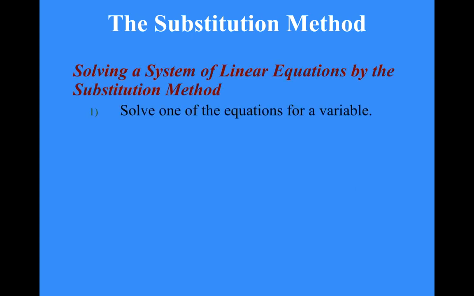So, how do we do this? First, when we're substituting, the first step is to solve one of the equations for a variable. You might want to isolate x, it might be easier. You might want to isolate y, it might be easier. Maybe if both equations have a 2y, you might want to isolate the 2y. Just depends on what you're given.